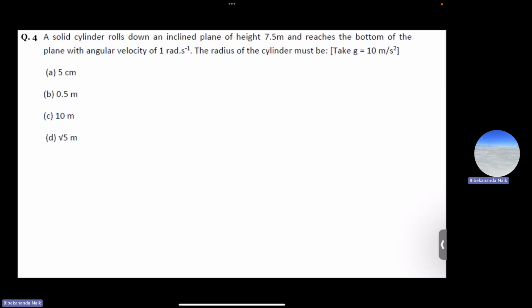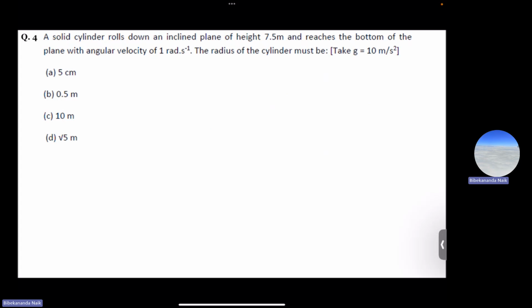This is clear to everyone. Now we move to question number 4. Question number 4 says a solid cylinder rolls down an inclined plane of height 7.5 meter, and it reaches the bottom of the plane with angular velocity of 1 radian per second.